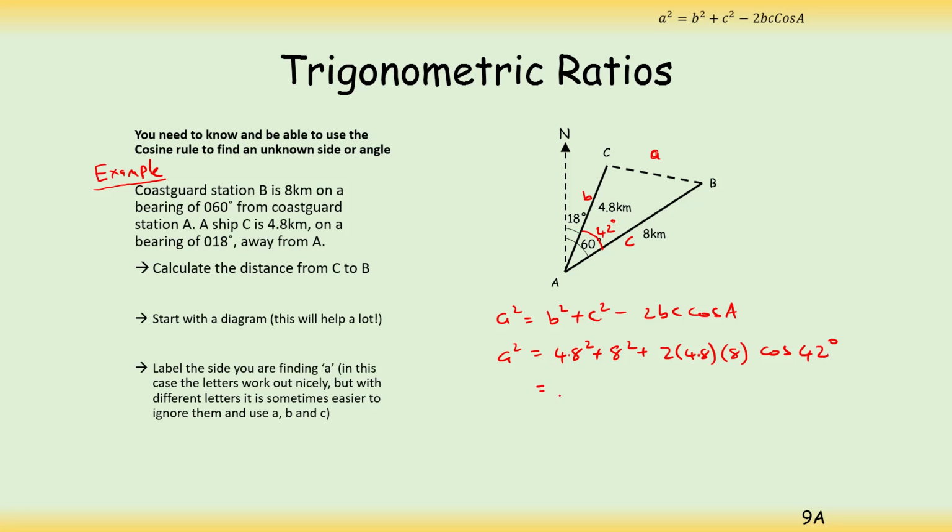If you plug that in your calculator, you should be getting, sorry, that's a minus there. Just rub that out, do it properly. There we go, change that to a minus. Minus 2bc cos 42, and you should get 29.02. So that's a squared. a is going to be the square root of that, which is 5.47.